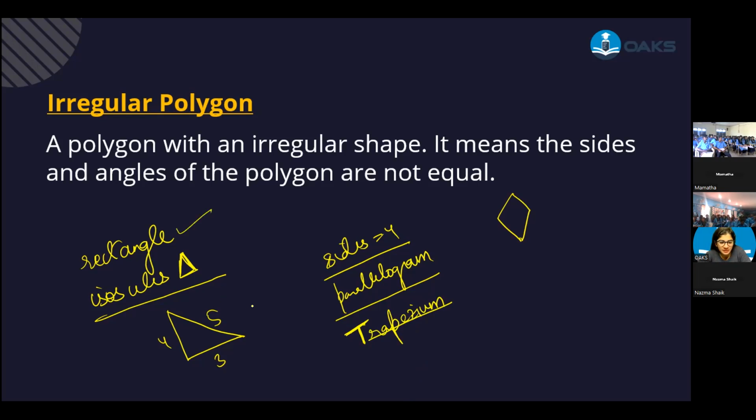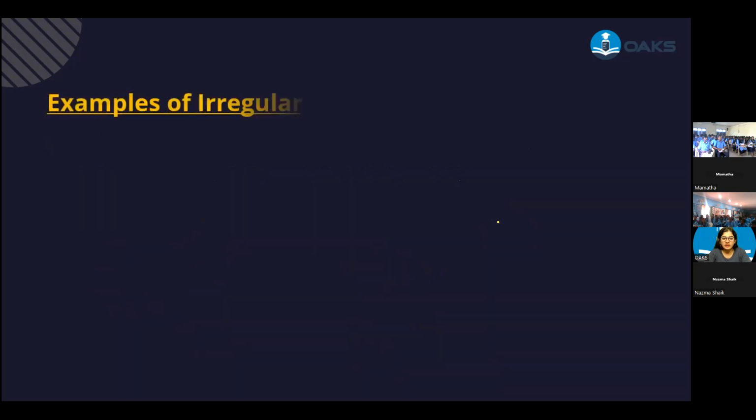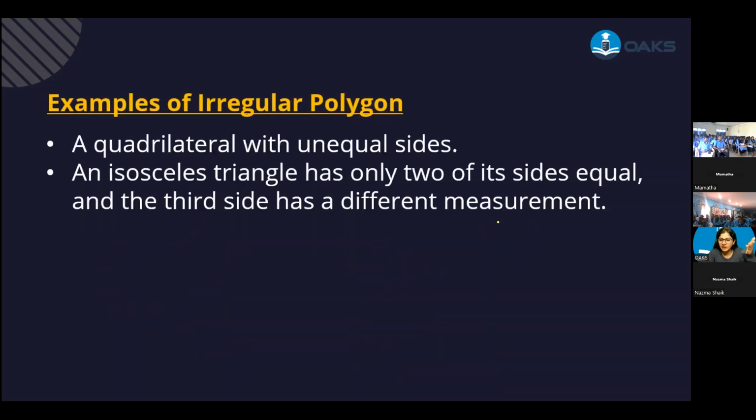Rectangle. Other, you are saying something else? I'm not getting it. Quadrilateral, yes. These are the types of quadrilaterals. Rectangle is also a quadrilateral. Okay. So we have isosceles triangle, we have right angle triangle, we have parallelogram, we have trapezium. So these all are irregular polygons. So I'm giving you some examples. Any quadrilateral with unequal sides. So there are a lot. Okay. An isosceles triangle has only 2 of its sides equal and the third side has a different measurement. So these are the examples.